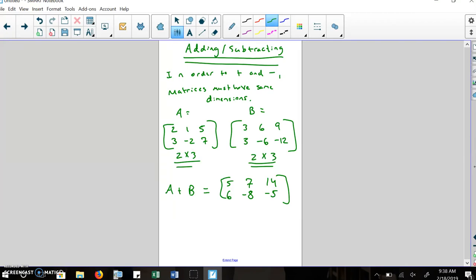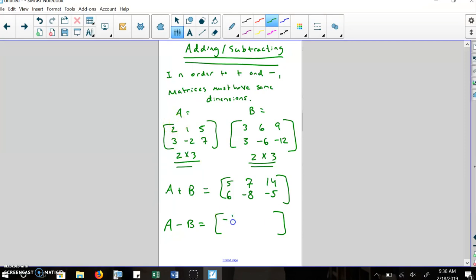And as you can see, the reason why I wouldn't be able to do this if the dimensions were different is because eventually I would run out of corresponding entries. Therefore, I wouldn't be able to do it. So they have to have the same dimensions in order for me to do this. You could also subtract them as well. Same idea, just subtract corresponding entries.